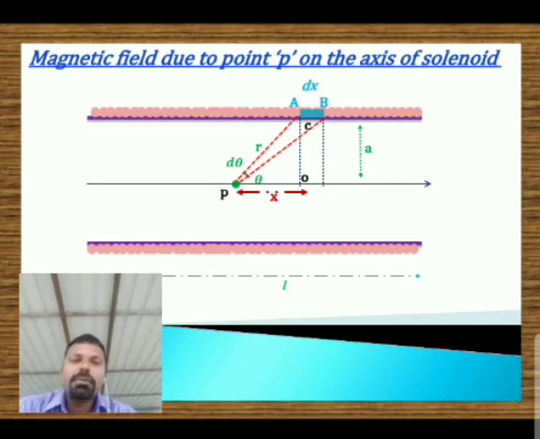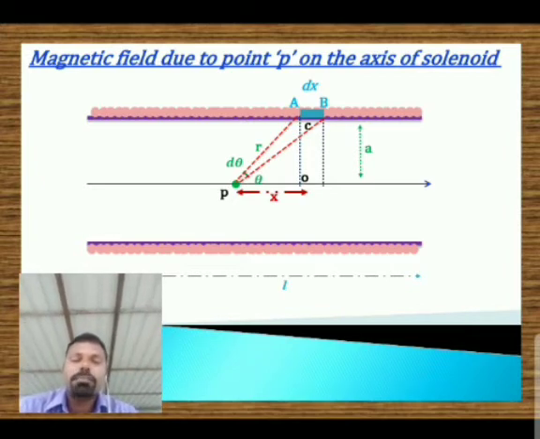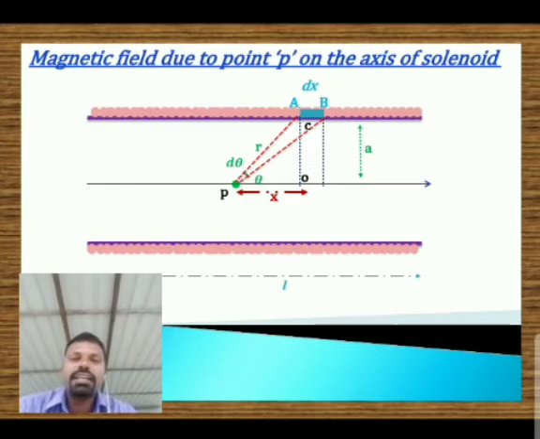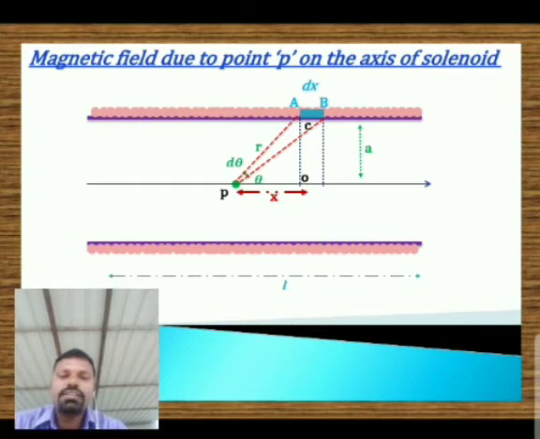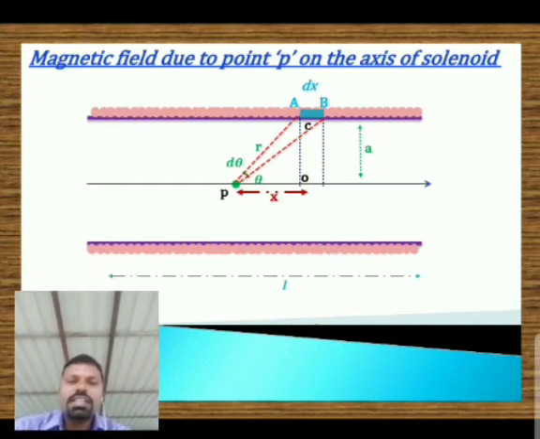A and B are making an angle d theta with the point of observation, the point where the magnetic field is to be determined. Now r is the distance between P and A, x is the distance between P and O, a is the radius of the solenoid, and L is the total length of the solenoid.